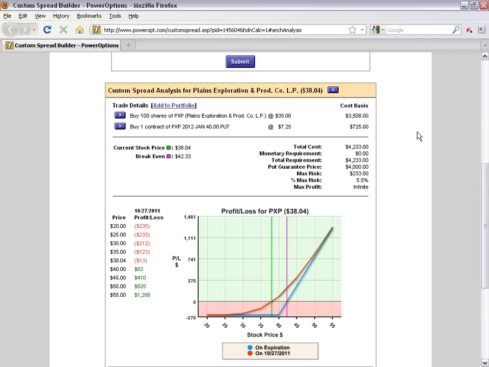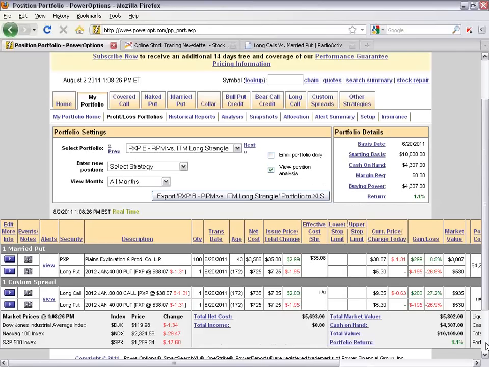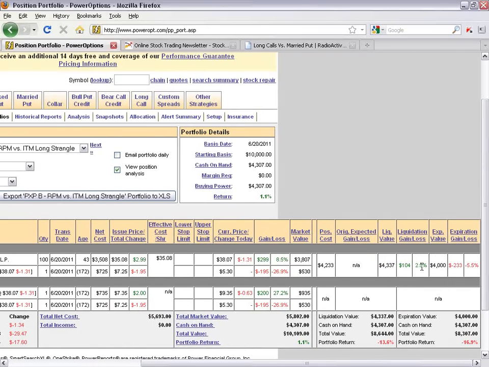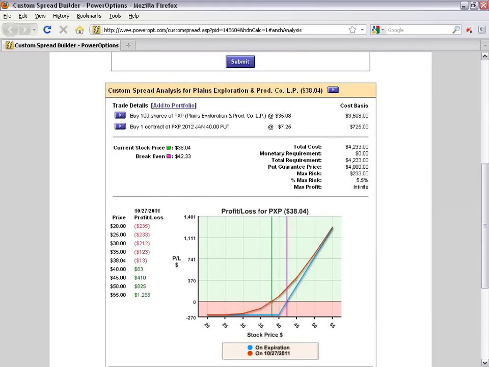Now, I have to navigate back very quickly to the portfolio to look at one thing. So far, I've bought stock and bought a put. The stock is continuing to fall today. It's down $1.31 today, much to my chagrin. But right now, the return is $104 or 2.5%. Let's remember that $104 or 2.5%.